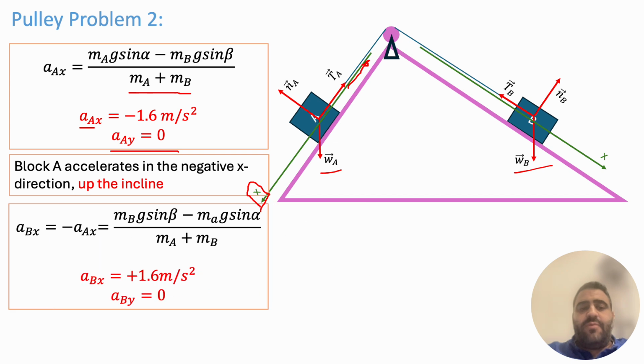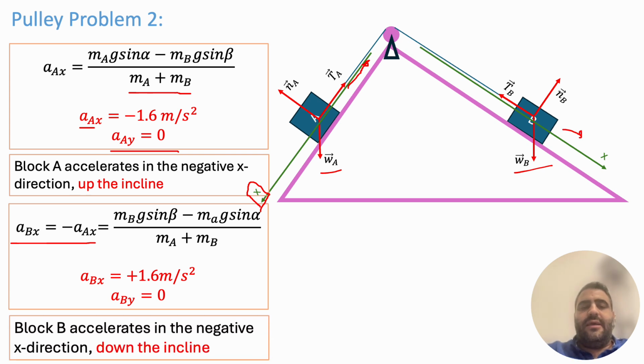For B, the difference between the acceleration of B and A is that they are opposite to each other. So the acceleration of B in the x direction is minus the acceleration of A in the x direction. So we got MBG sine beta minus MAG sine alpha over MA plus MB, so it is going to be plus 1.6. So B is going to accelerate in the positive x-axis, or down the incline.